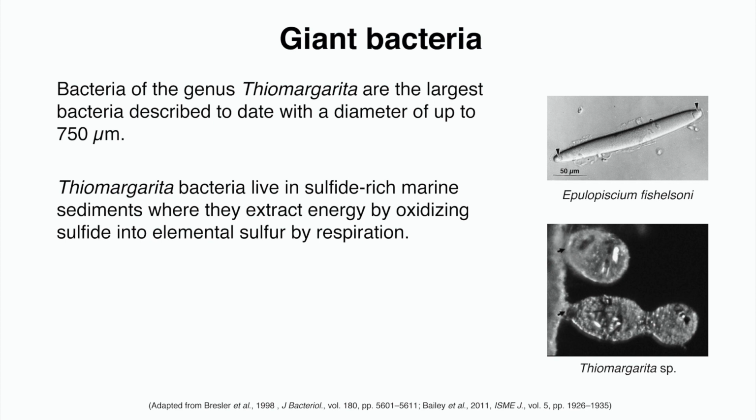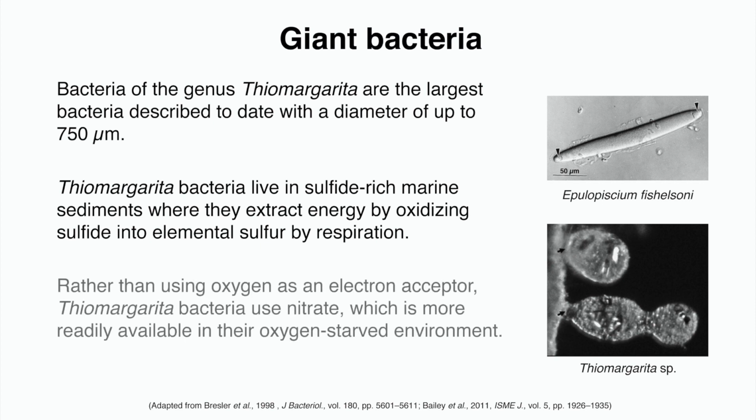Thiomargarita bacteria live in sulfide-rich marine sediments where they extract energy by oxidizing sulfide into elemental sulfur by respiration. Rather than using oxygen as an electron acceptor, Thiomargarita bacteria use nitrate, which is more readily available in their oxygen-starved environment.